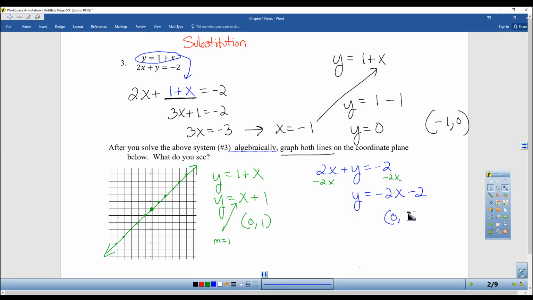Again, when x is 0, if I plug a 0 in there, I get negative 2. That's why the y-intercept is 0, negative 2. And its slope is negative 2. So from there, I can go down 2 over 1.